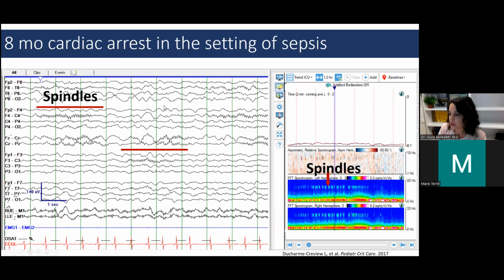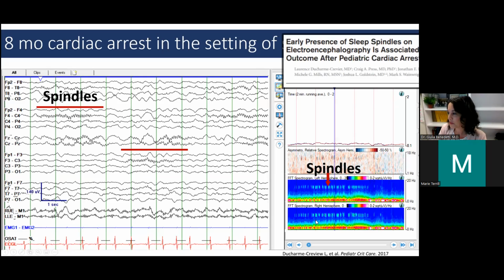This is a much better scenario, an 8-month-old after cardiac arrest. This is her having sleep spindles. And for those who don't read a lot of baby EEGs, sleep spindles in babies are allowed to be asynchronous as long as they're symmetric. And you can see them really nicely on the quantitative EEG in this beautiful little beta band here, spindling from each hemisphere. So that's really reassuring.